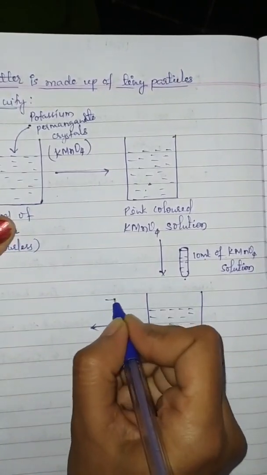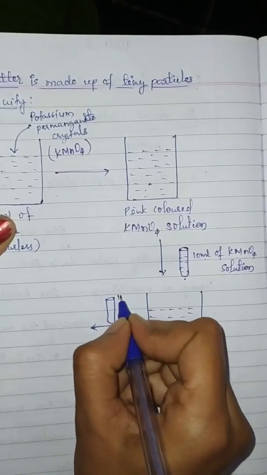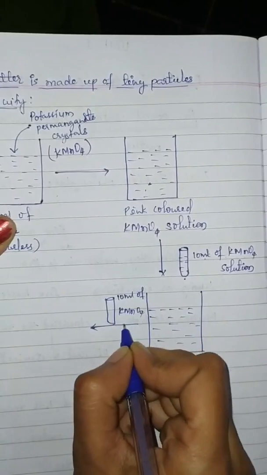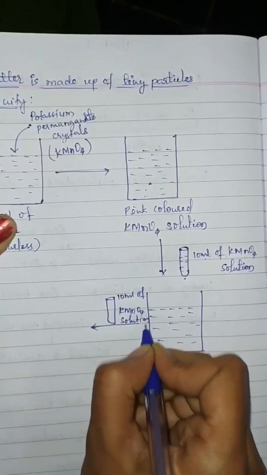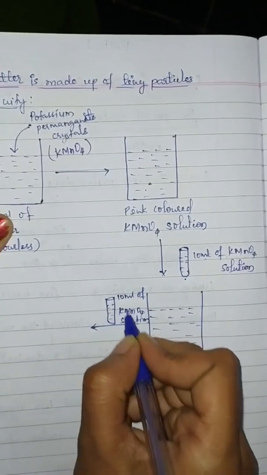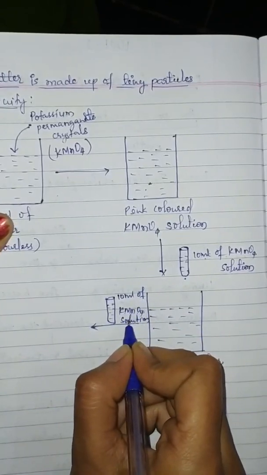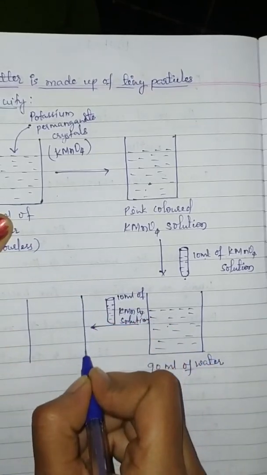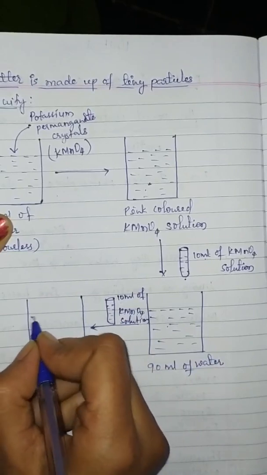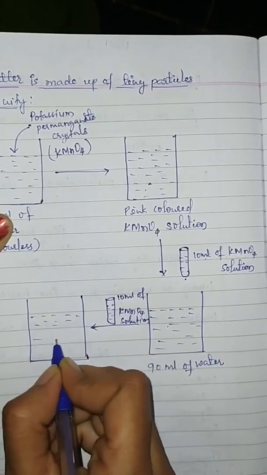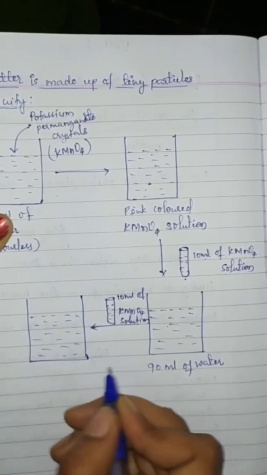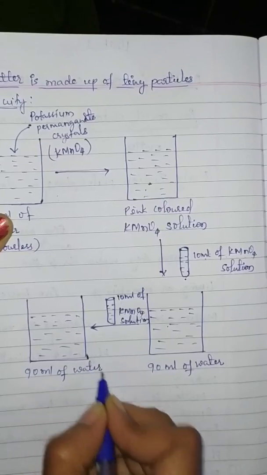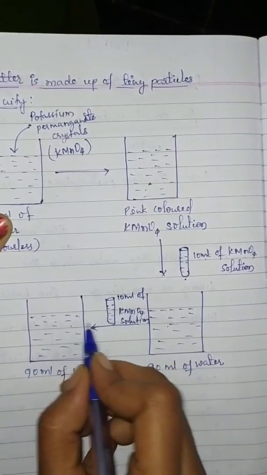Okay, again from this beaker I will take 10 ml of potassium permanganate solution. Okay, again I will pour this 10 ml of potassium permanganate solution taken from this burette into another beaker containing 90 ml of water. Okay, I will repeat the same.